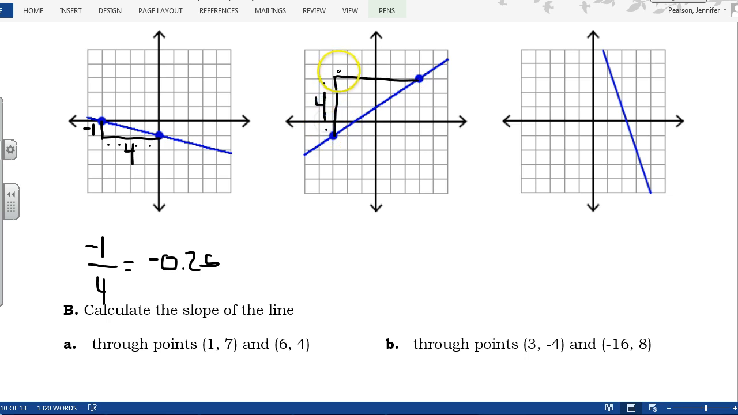So in this image, if I do my rise and my run, that's 1, 2, 3, 4 positive units of change, and 1, 2, 3, 4, 5, 6 horizontal units of change. So let's see if I can do this. That would be 4 over 6, which equals 0.66, 6 repeating.